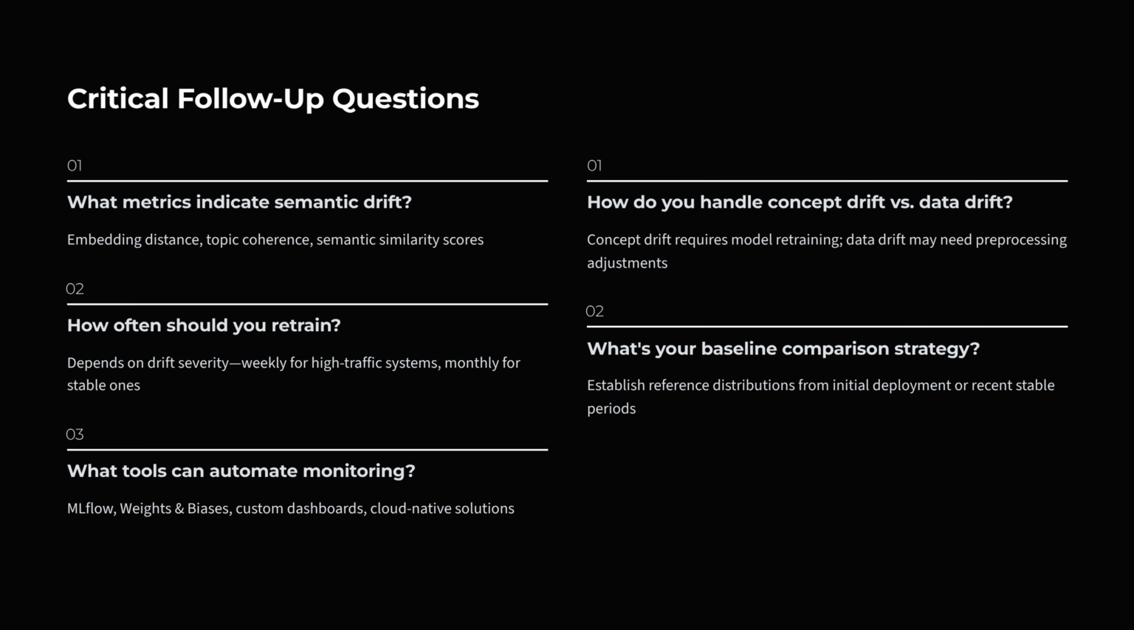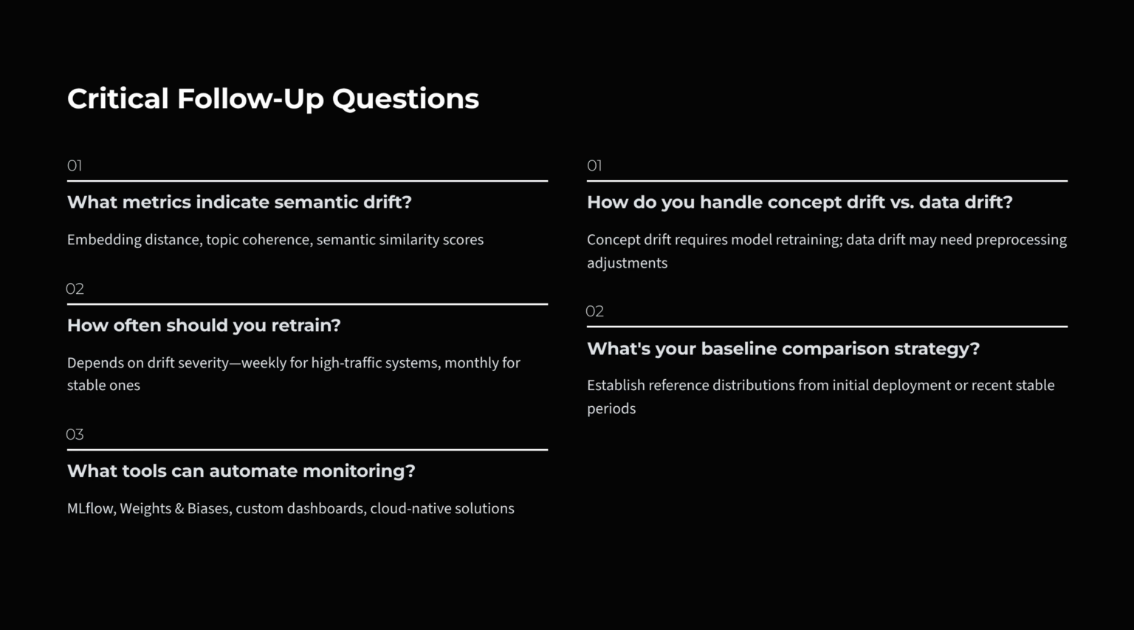Critical follow-up questions. Here's where deeper insight really shines. Semantic drift shows up when embeddings or topics shift direction, almost like noticing that a conversation slowly moves to a different theme. The difference between concept drift and data drift is another common interview point. Concept drift means the underlying relationships change, so the model itself must adapt. Data drift means your inputs shift, so you adjust pre-processing or features to restore balance.